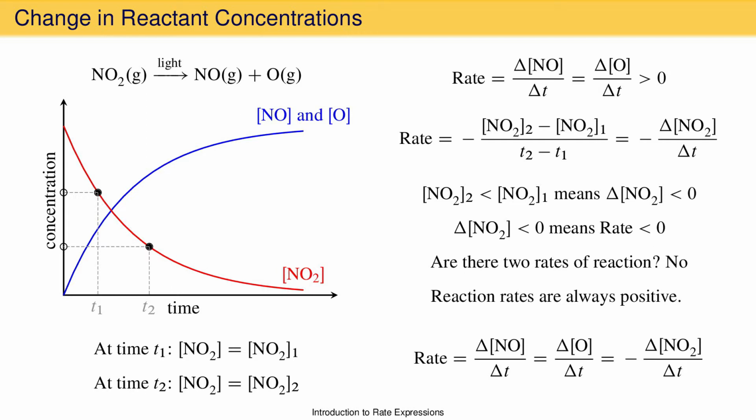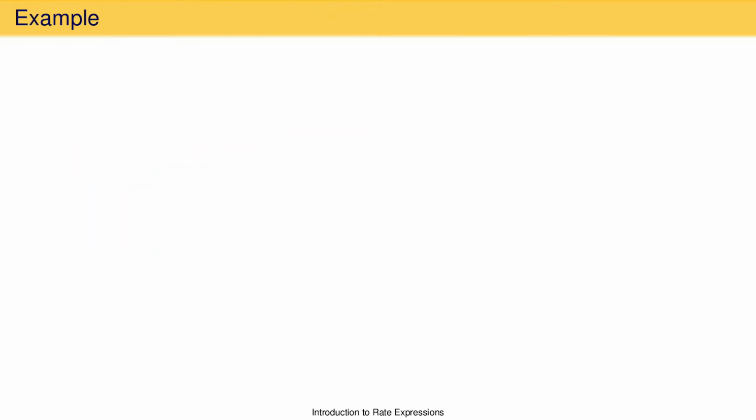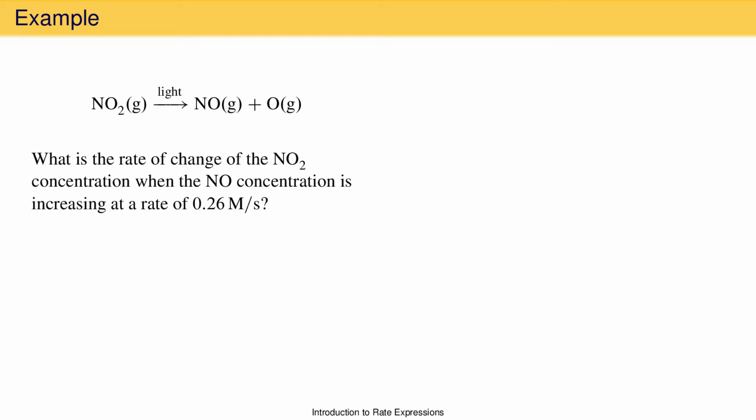This is called a rate expression. It relates the rate of a reaction to the change in concentration of all the reactants and products. We'll use this a lot. Let's see if we can apply this new knowledge. For the same reaction we've been considering, what is the rate of change of the nitrogen dioxide concentration when the concentration of nitrogen oxide is increasing at a rate of 0.26 molar per second?